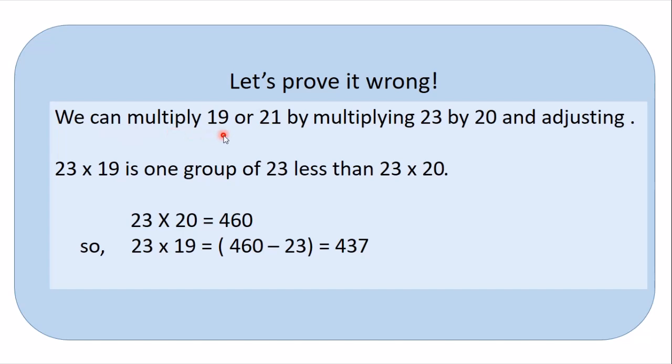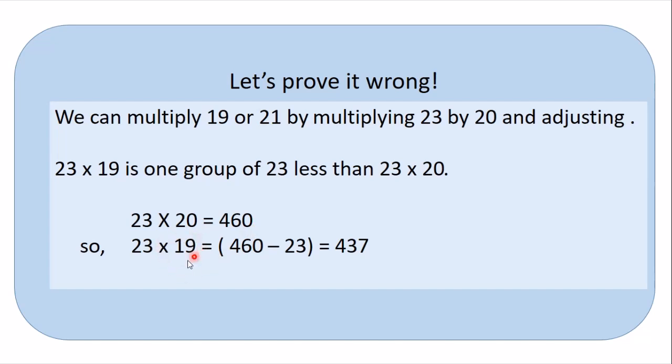We can multiply 19 or 21 by multiplying 23 by 20 and then adjusting. 23 times 19 is one group of 23 less than 23 times 20. How? Let's see. If I want to know 23 times 19, I am going to round up or adjust 19 to the nearest multiple of 10. So 19 will become 20. 23 times 20 is 460.